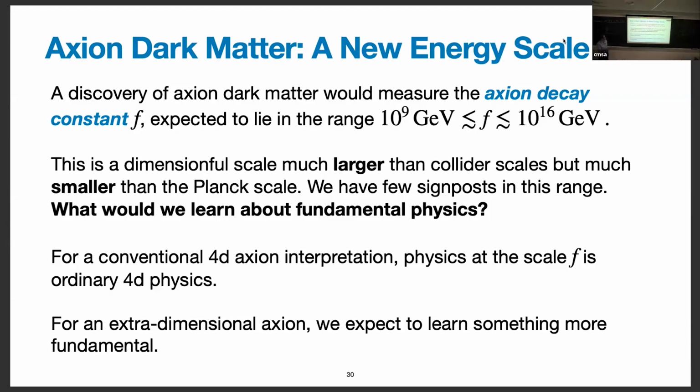And for a conventional 4D axion, physics is four-dimensional at the scale f, right? Some symmetry breaking phase transition happens at the scale f. And for the extra-dimensional axion, it's actually kind of the other way around. And I find the extra-dimensional axions more plausible. They're better solutions to the quality problem, as I was trying to sketch. They also tend to be the kind of thing that falls more naturally out of string theory.